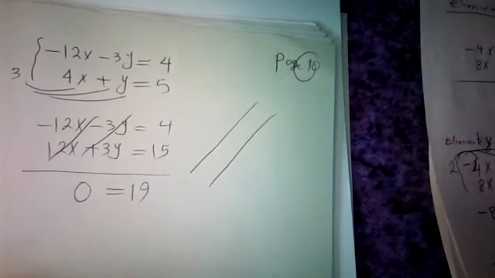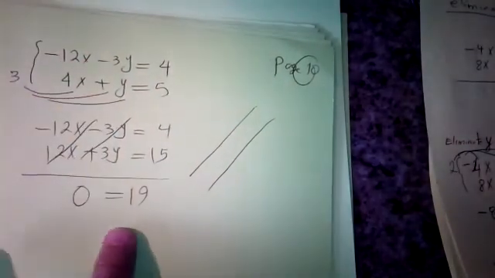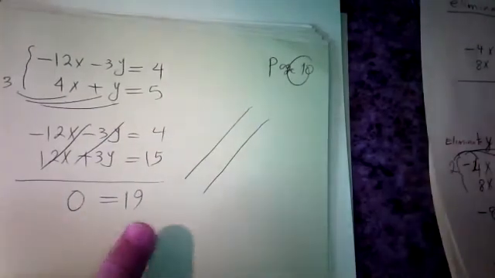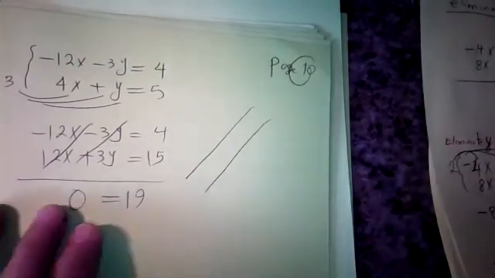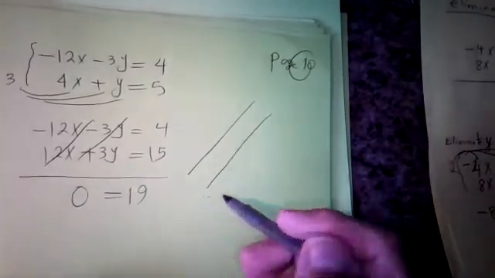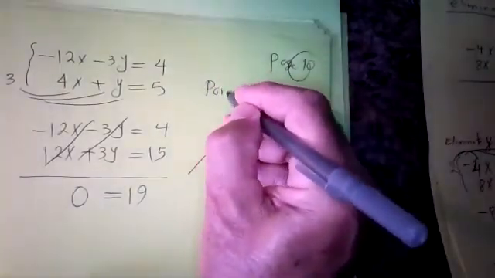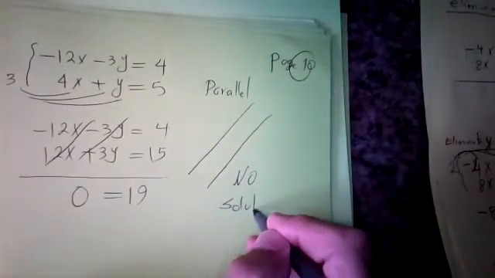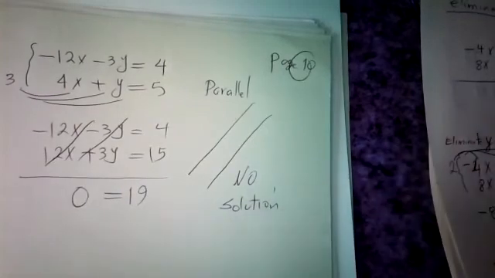When you have two parallel lines, you come up with something that doesn't make any sense. You don't find x and y, but you have something like 0 equal 19, or 7 equal 8, something that is not right. Then it's two parallel lines and no solution, which means there is no point of intersection. Remember, solution means point of intersection.